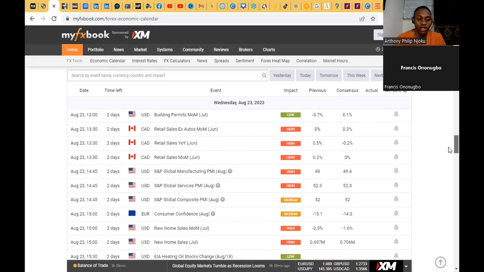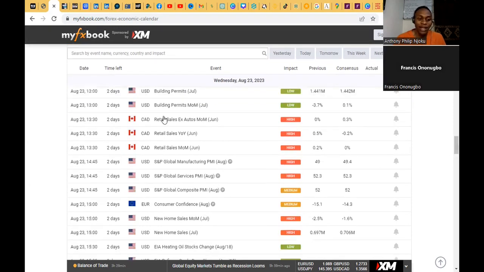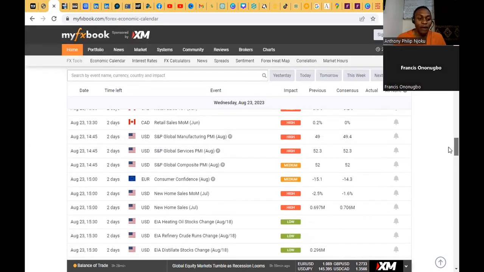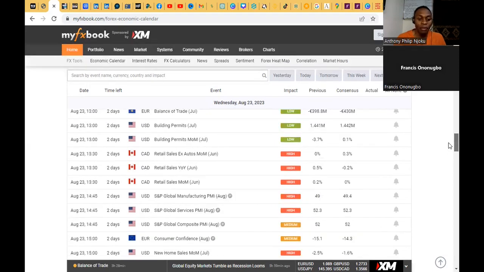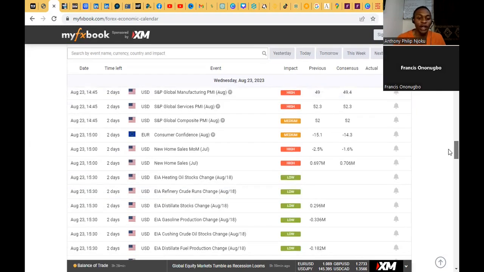And on the New York session by 1:30, we have Canadian retail sales, export autos, and by 2:45 we have S&P Global Manufacturing PMI. Probably we'll be trading live with the team from 2:30 to 3 o'clock, so you can grab the volatility from the S&P Global Manufacturing PMI for the dollar and the new home sales by 3 p.m. for the dollar.